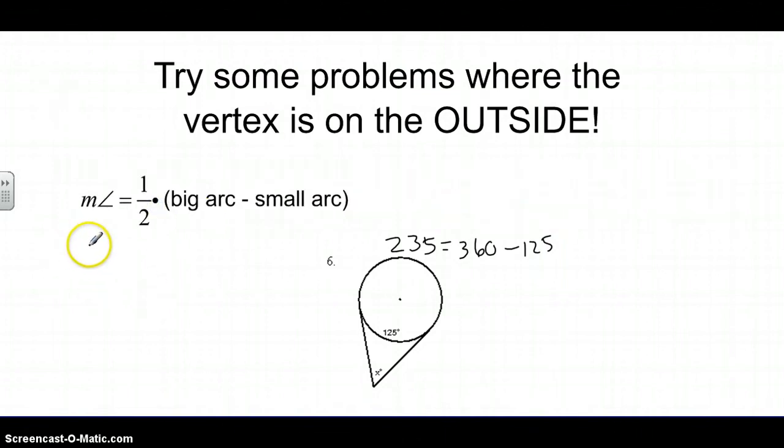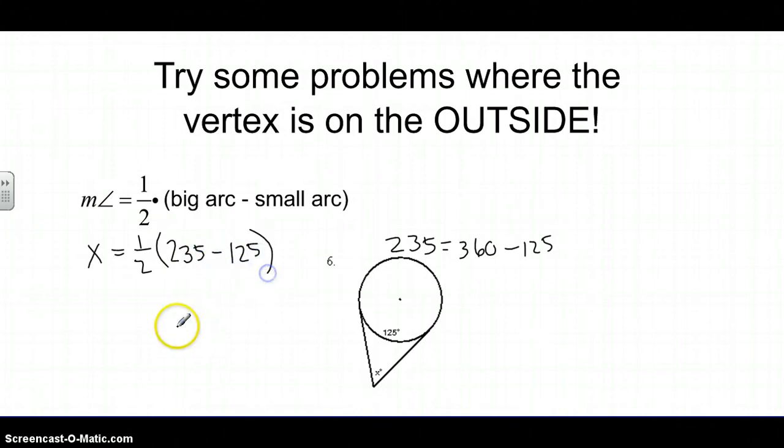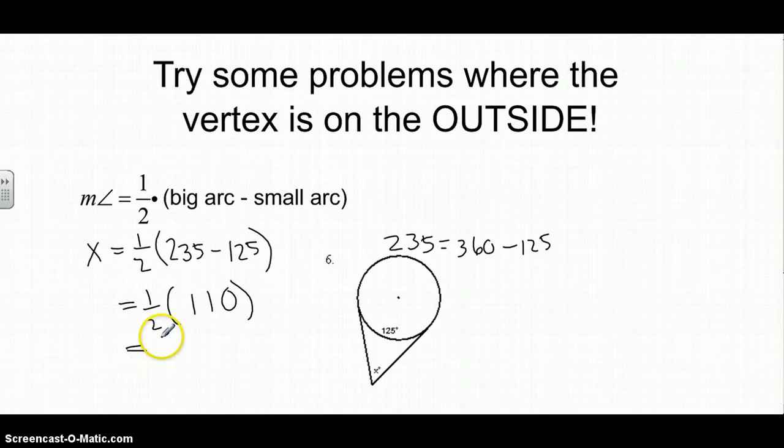Substituting in. I don't know my angle, but I know the large arc is 235 and the small arc is 125. So now I'm just going to use some arithmetic and solve. That's 1/2, let's see, 1/2 of 110, which is 55.